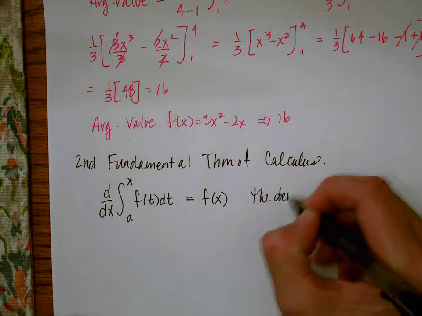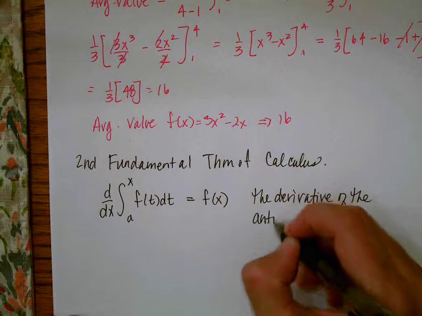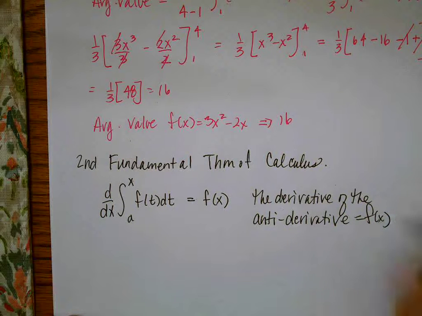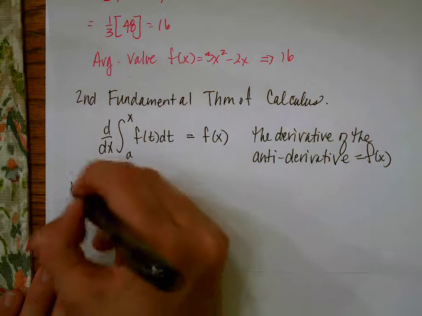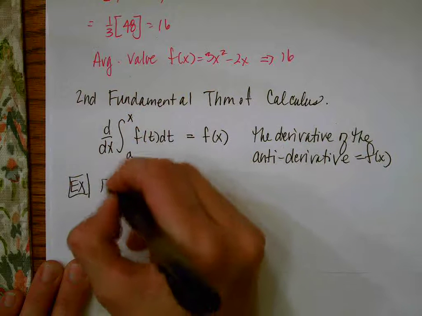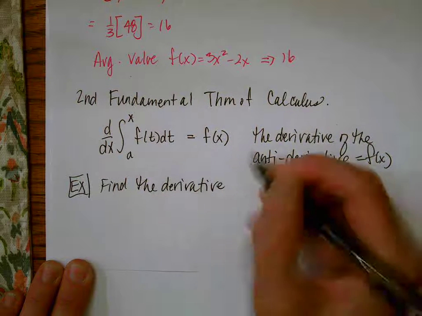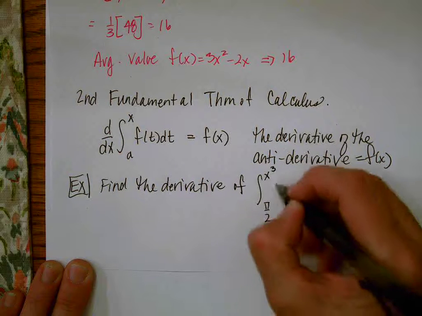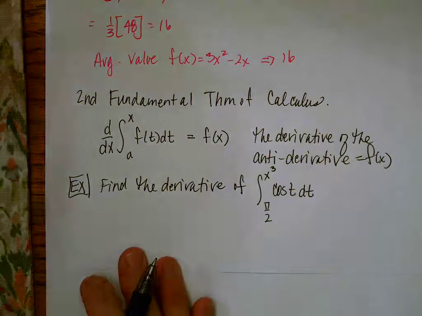Okay, so that would say that the derivative of the antiderivative, which is kind of entertaining, is going to be f of x. All right, so I'm going to do an example and show you why this is true, because I think it might be a little bit easier to understand. So for the example, I want to find the derivative of, and I'm going to integrate from pi over 2 to x cubed of the cosine of t dt.